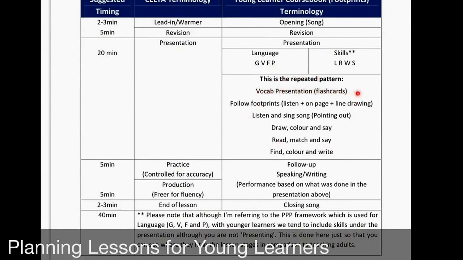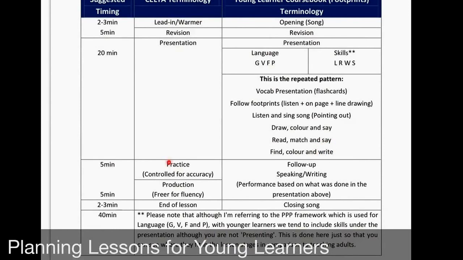Now, in the course book, this is the repeater pattern. They start with the vocabulary presentation with the flashcards. So this specific course book has a very heavy emphasis on vocabulary, and usually with younger learners with very low ability, what we do is build out their vocabulary so that they can start communicating, so that reflects that. Then there's a section called Follow the Footprints, where they listen and do something, then they listen again and sing, listen again and point, then they listen and draw, listen and color, listen and read, listen and match, listen and find, color and write. So please note that the writing, if any, comes at the very end of that section.